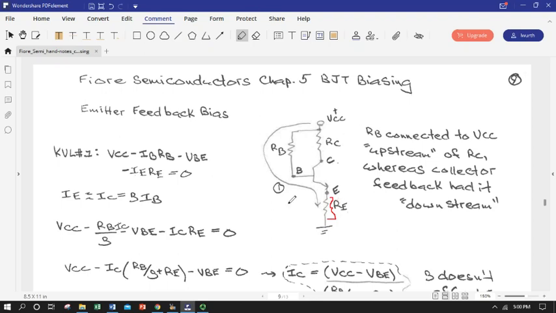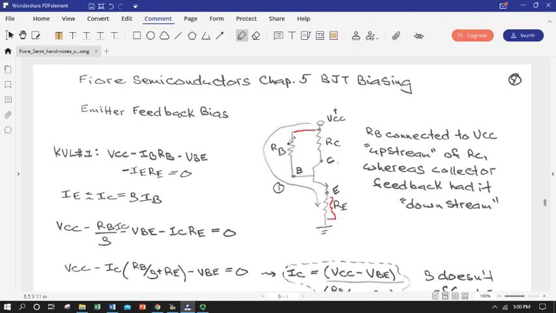The way you can tell this from the one we just did, the collector feedback, is that even though we have our base resistor hooked up earlier in the circuit, it's hooked up directly to the collector supply. It's not hooked into V sub C. So that's the main difference in terms of looking at where we have our base resistor loop sitting. So this is a different configuration. It's going to give us a different dependence.